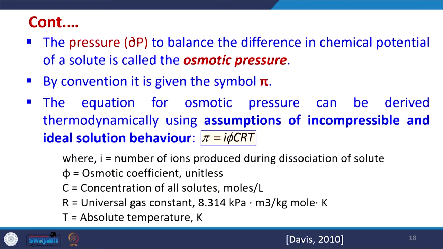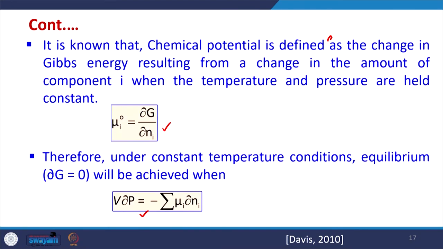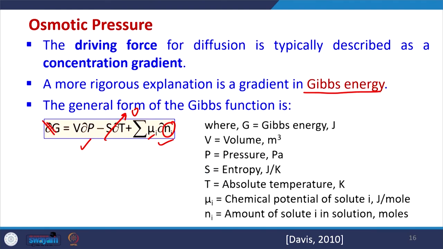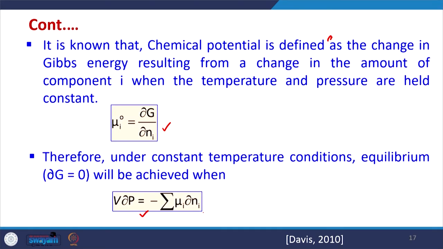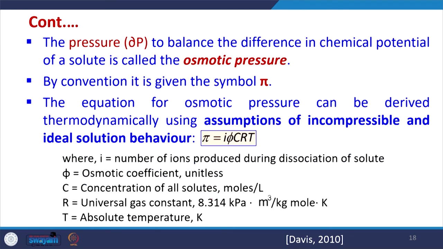And we want to see that the delta G equilibrium condition is reached. Under equilibrium condition, this term will be equal to 0. So, if we equate them, V delta P must be equal to this. Now, going further, the pressure delta P, which is required to balance the difference in chemical potential of a solute, is called osmotic pressure, and by convention it is generally written as pi.